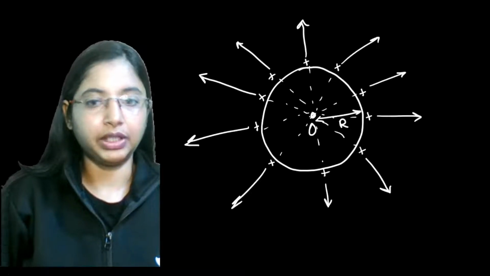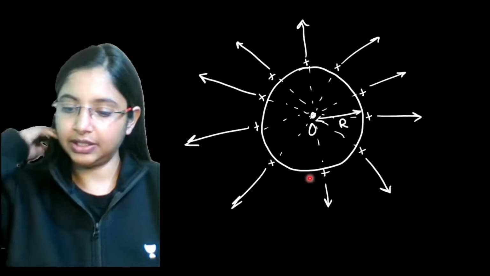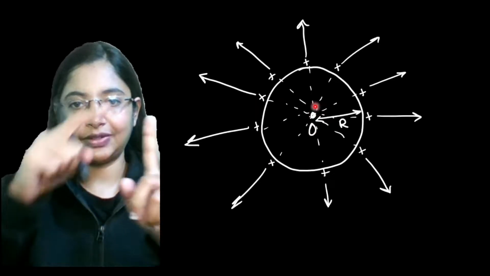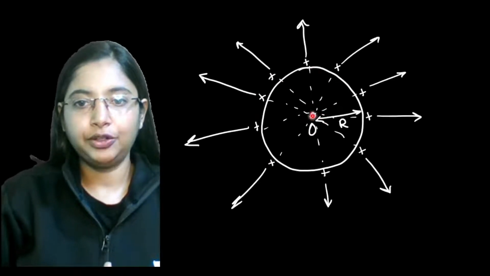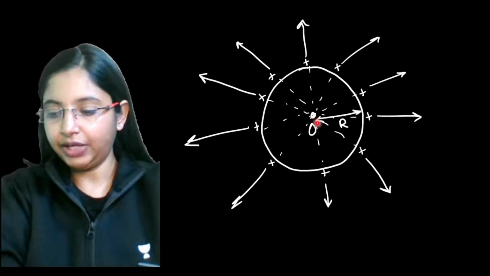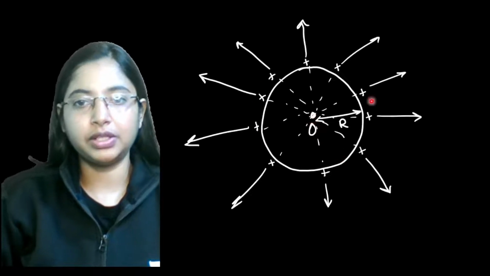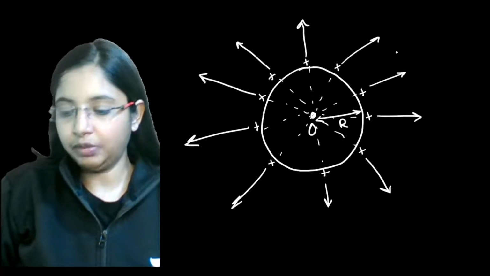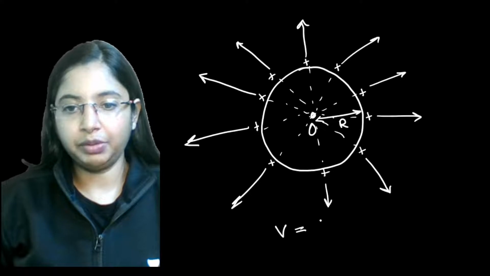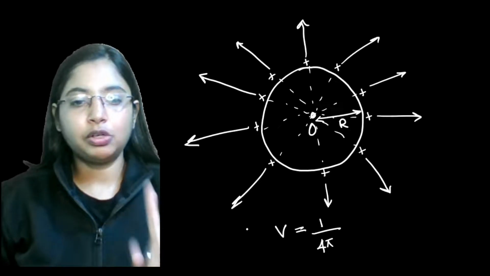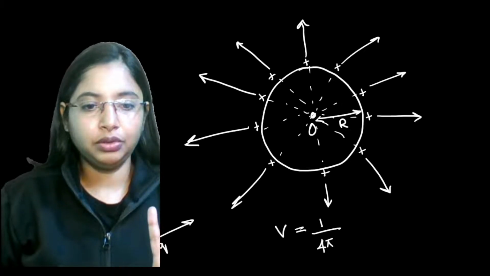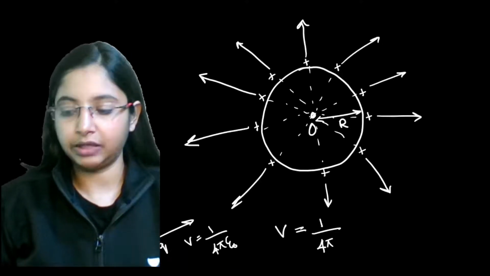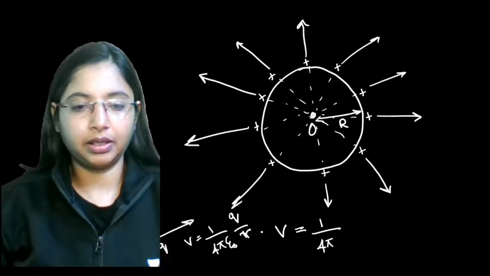Now this sphere has a radius R. Though the charges are uniformly distributed on the surface, we can assume, because of the field lines, that they are concentrated at the center of the sphere. I've just elongated the field lines to make it look like they are coming from the center. So what will be the potential on the surface? If you have a single positive charge Q, the potential is given by 1 by 4 pi epsilon naught, Q by R.